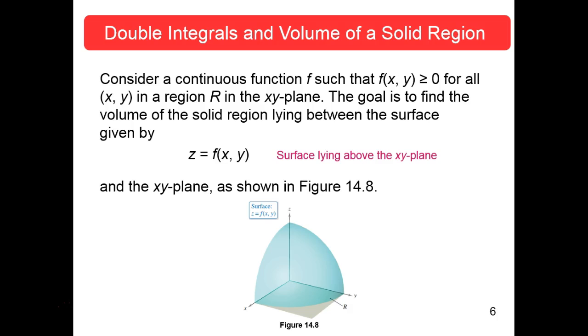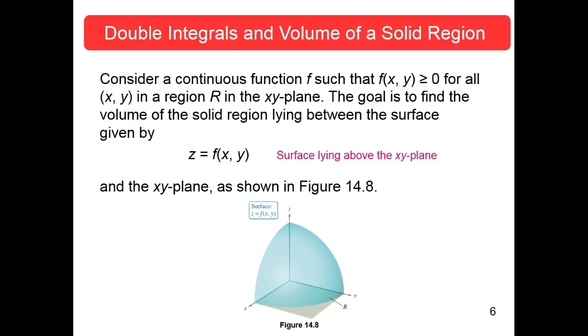Consider a continuous function f, such that f of x, y is always greater than or equal to 0 for all x, y in some region R of the xy plane. Now they're showing this. Let's go out so many units on x, so many units on y, so many units up on z, and now we have sort of an igloo coming down off of that. This will be our volume, the solid region here, bounded by what looks like a quarter of a circle or an ellipse, coming down and touching those boundaries.